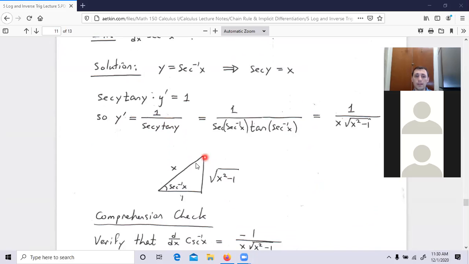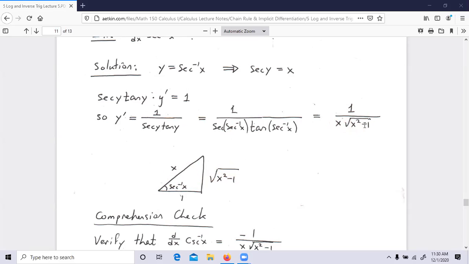And then I draw myself this triangle. Y is secant inverse of x. If it's here, then the hypotenuse of the triangle is x, adjacent is 1, and opposite is root of x squared minus 1. Then applying secant to secant inverse, I get x, and applying tangent, I get root of x squared minus 1. So the answer is 1 over x root of x squared minus 1.